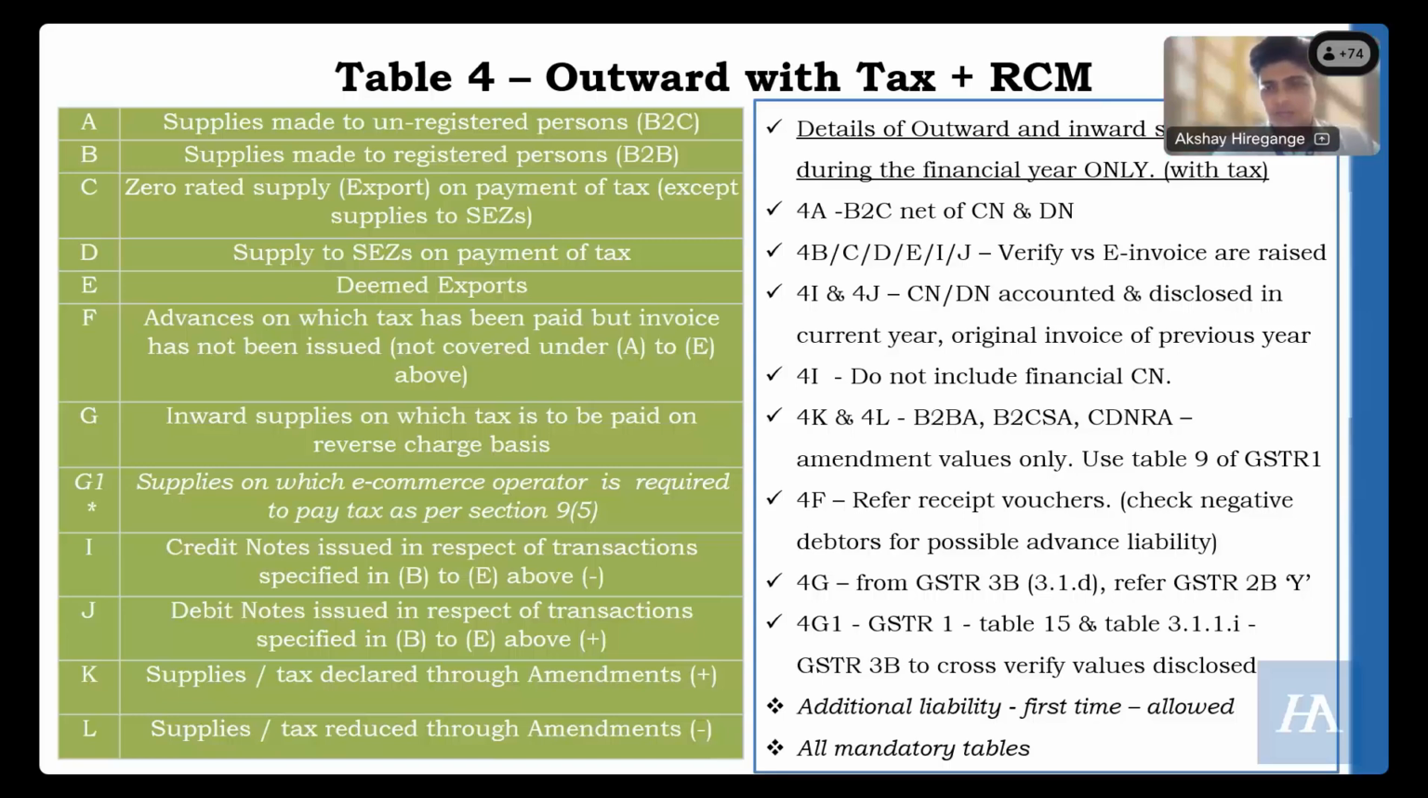In 4F, you need to put the net value of total advances which were paid in the year and total advances which is adjusted in the year. So net value has to be put in 4F. There could be a situation where the adjustments in the year were higher than the advances paid in the year. To this extent, 4F allows negative figures.